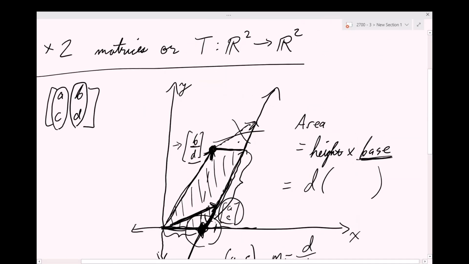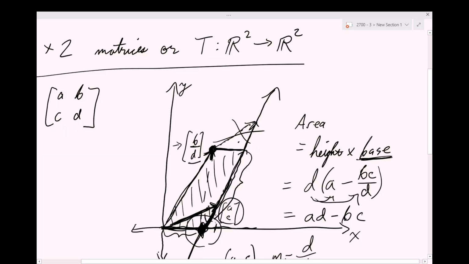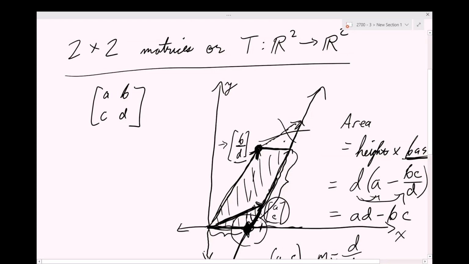So the area of this parallelogram, a minus bc over d. Oh, well, this is quite nice because that d is going to distribute. And so what does my area come out as? AD minus BC. So what that tells us, if we come back over to here, the determinant of this told us the area of the parallelogram.